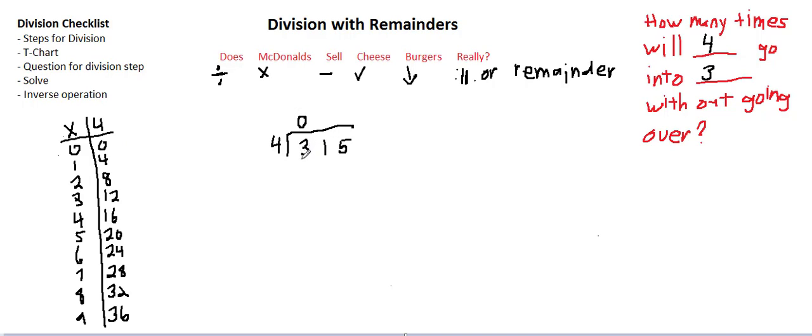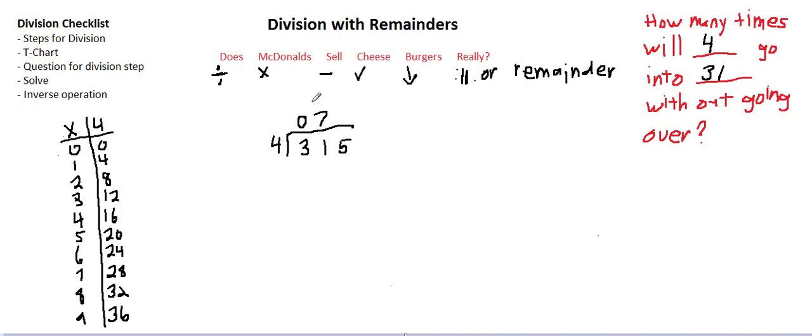So now I come over and I just look at the 31. How many times will 4 go into 31 without going over? So I come over to my t-chart and I find the number that's closest to 31 without going over. And if I come here, 32 is greater than 31, so I go to 28. And the question is how many times? So I come over to the time side. So 4 will go into 31 7 times without going over.